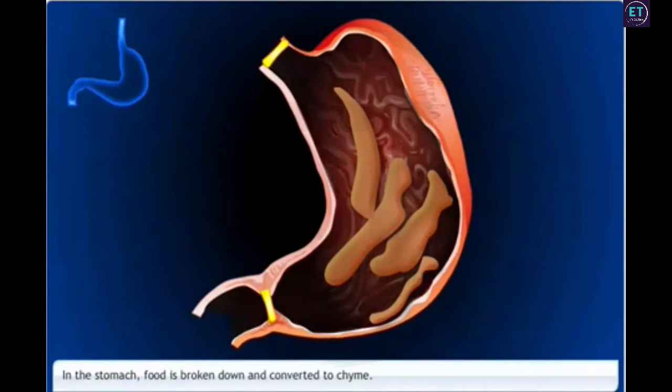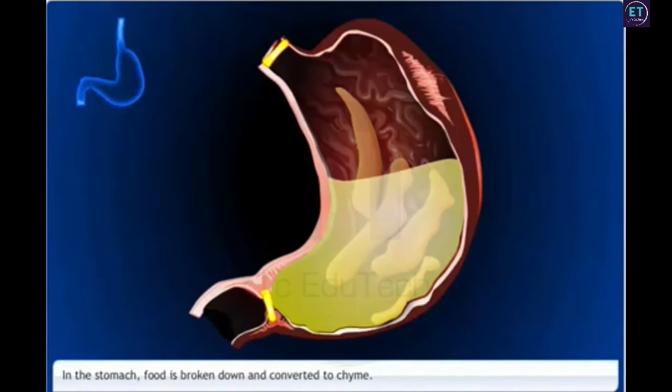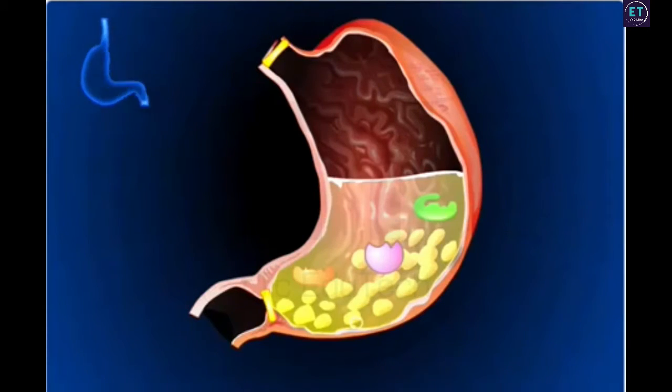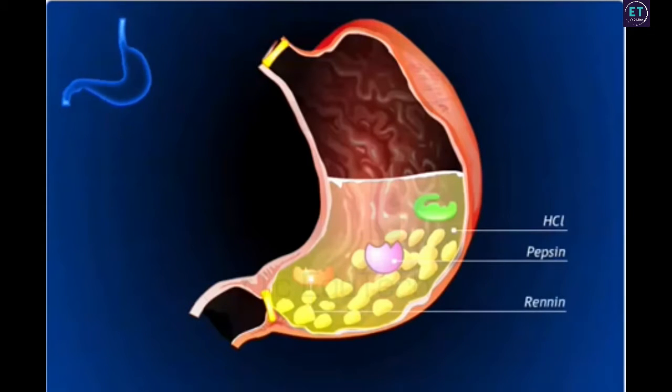The muscular walls of the stomach help in churning and mixing the food thoroughly with the gastric juices to break it into smaller pieces. These gastric juices contain chemicals like hydrochloric acid and enzymes like pepsin, renin, and lipase.